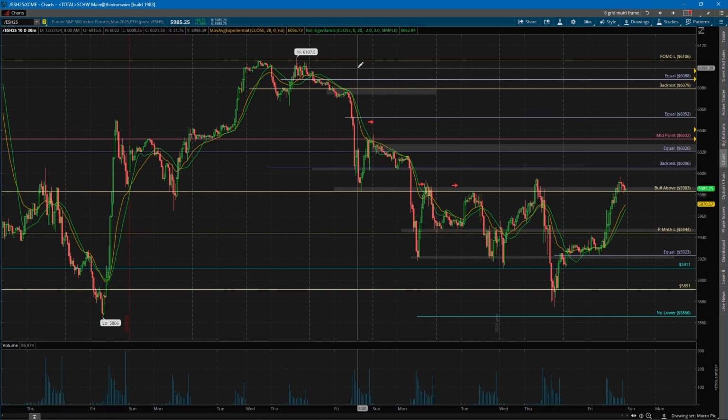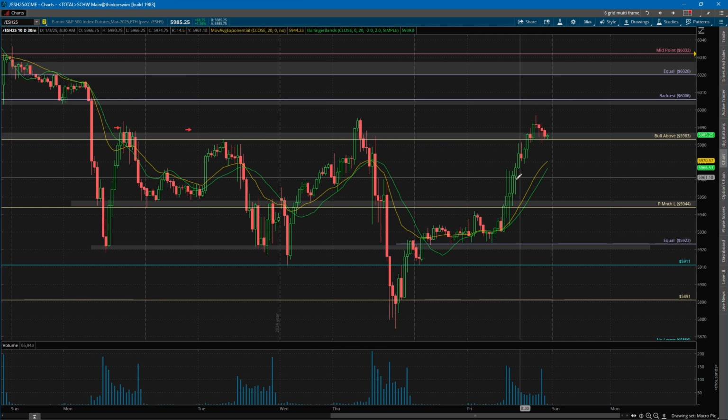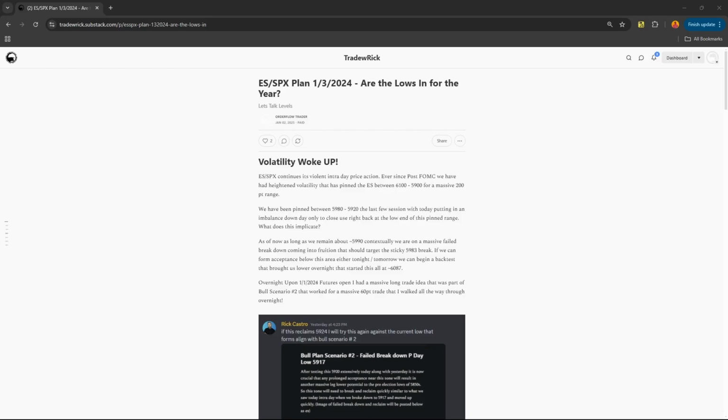Now we're going to actually dissect an actual trade that we took in the most recent session, which was on January 3rd, 2025. So before we dive into the actual integrity of the plan and walking through it, I do want to give some more background information.